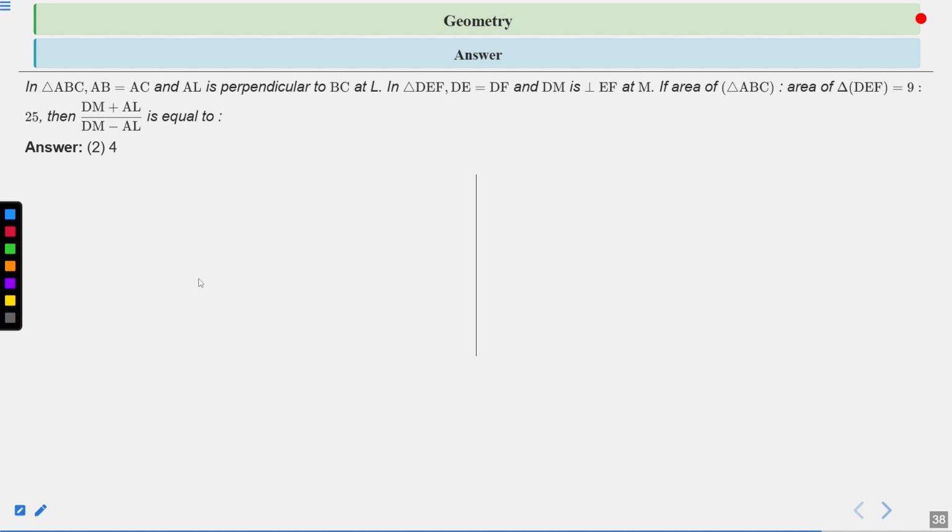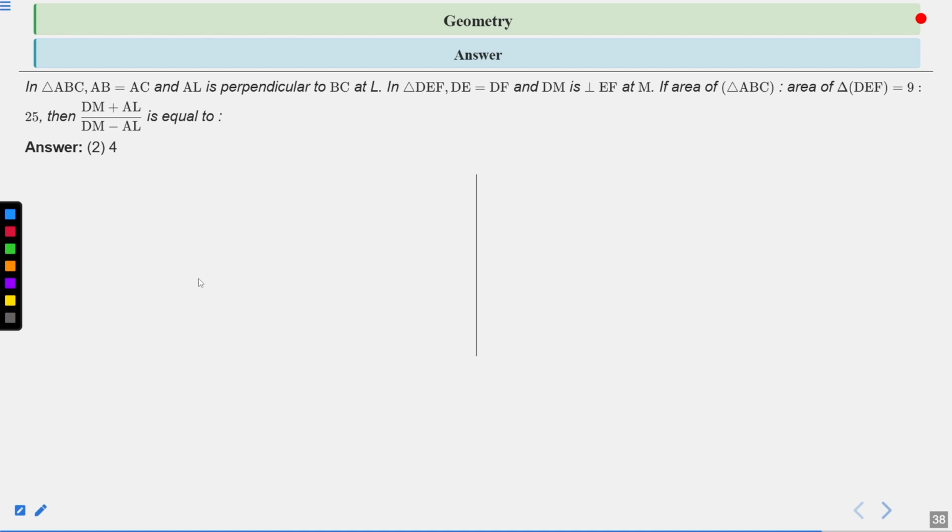So in triangle ABC, it is given that AB equals AC and AL is perpendicular to BC at L. It is also given that in triangle DEF, DE equals DF and DM is perpendicular to EF at point M. So we need to calculate using the ratio of the areas of the triangles, which are given: area of triangle ABC ratio area of triangle DEF, which is 9 ratio 25.